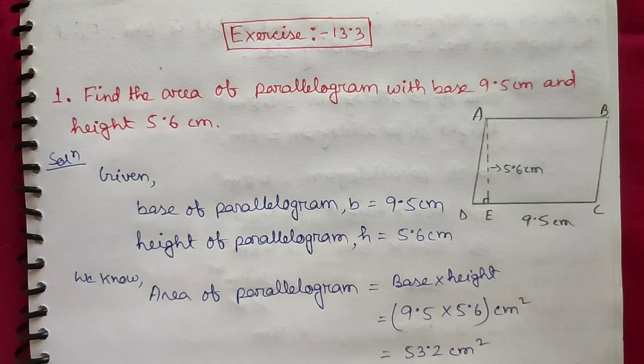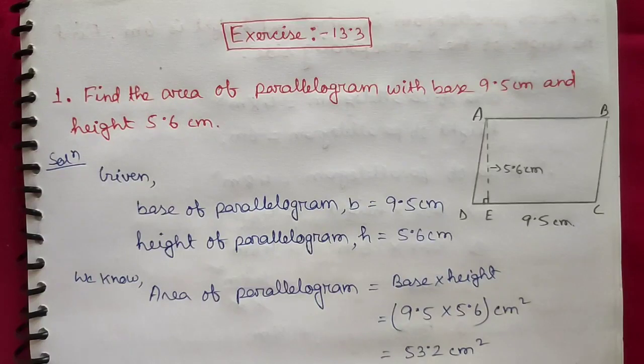And what was rhombus? Rhombus is also one kind of parallelogram in which all the sides are equal. Okay, and its area was base into height. It also has another area which is half of the product of diagonals, that is half into diagonal 1 into diagonal 2.